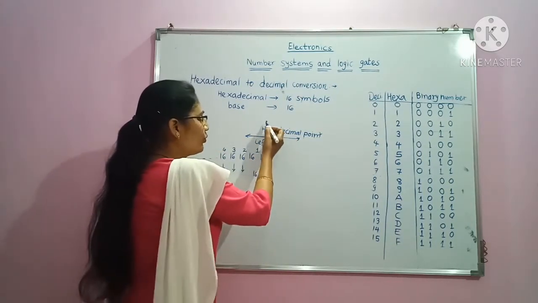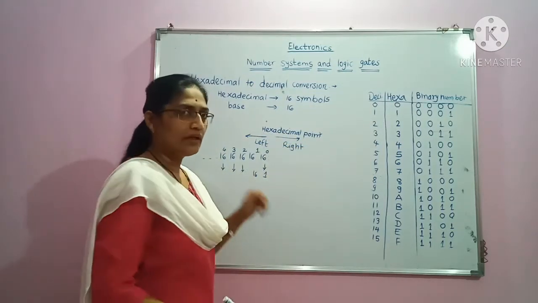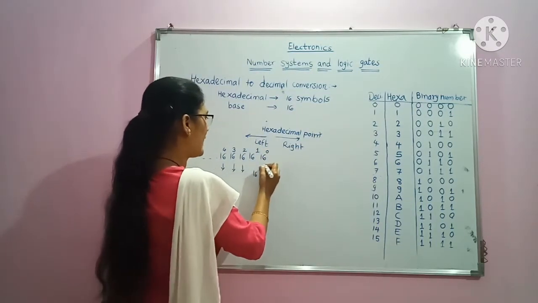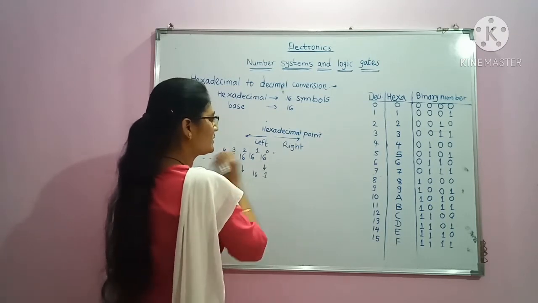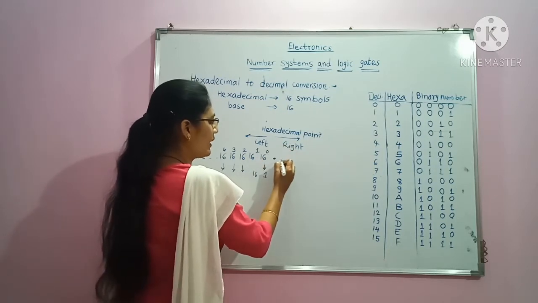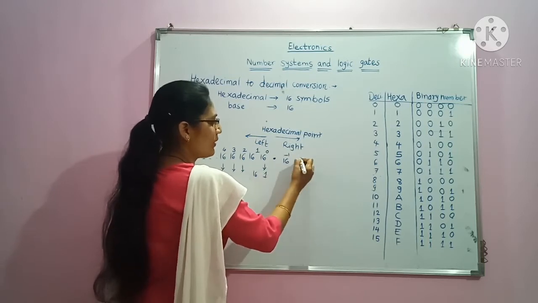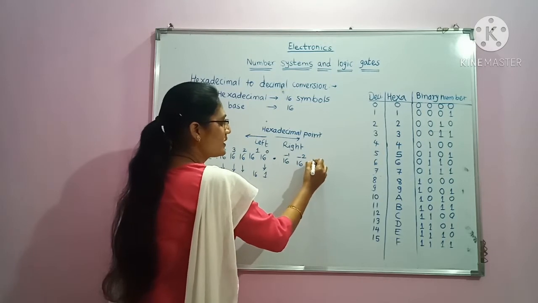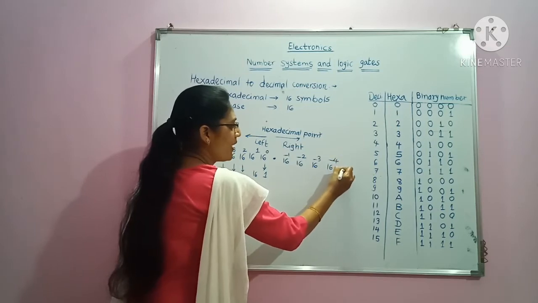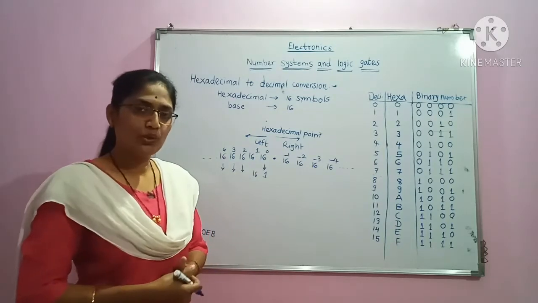We know that as we move towards the right from the hexadecimal point, the value of each digit can be found by multiplying that digit by 16 raised to minus 1, 16 raised to minus 2, 16 raised to minus 3, 16 raised to minus 4, and so on. So this is the rule while finding the value of any hexadecimal number.